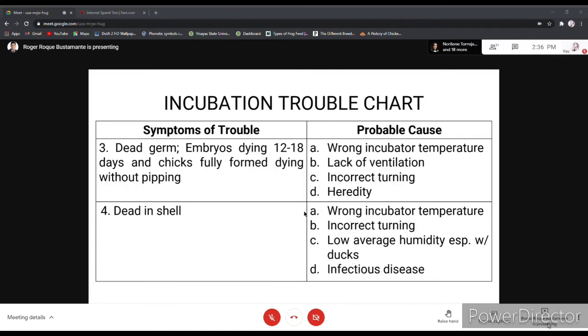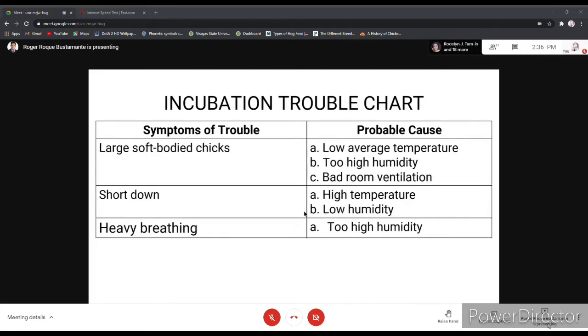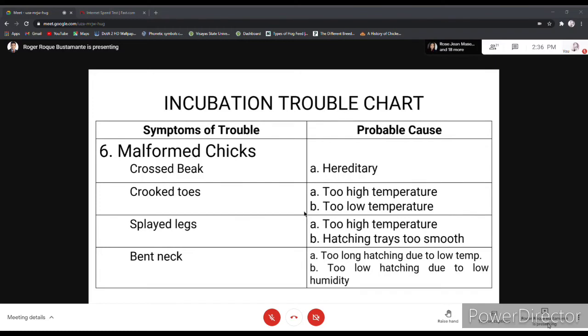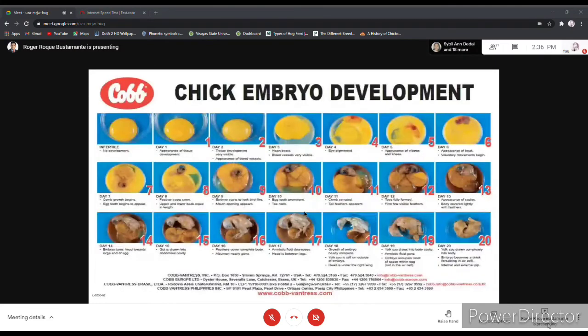Dead in shell, so on, so forth. So, abnormal chick shell thickening, sticky chicks, rough navels, small chicks. I'll be providing all this information, no? Hatagan ta mo ani. So, malformed chicks, so you have to study this one. These are very self-explanatory. So, let me highlight this one, the chick embryo development.